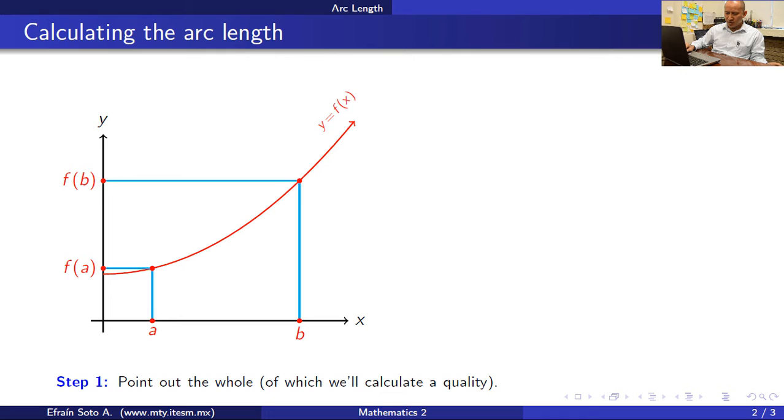Well, we're going to first point out the whole part. We take an interval from x equals a to x equals b, and this interval is the one we want to calculate the arc length of the graph of the function. So the first step is to indicate what's the whole. That's the whole, this part of the graph of the function.